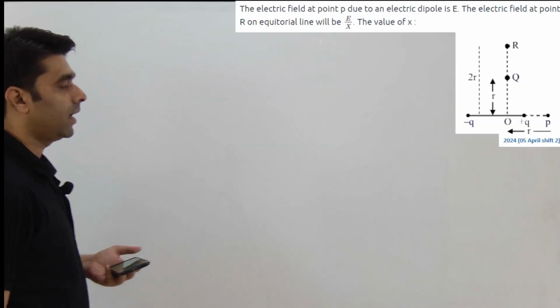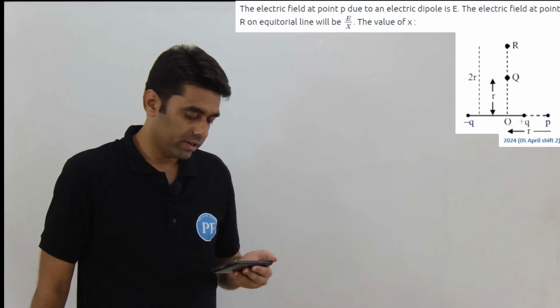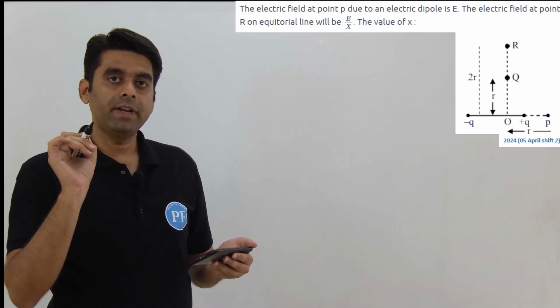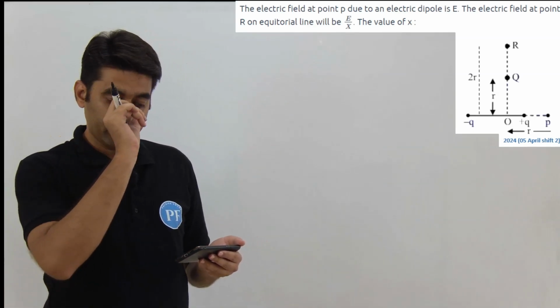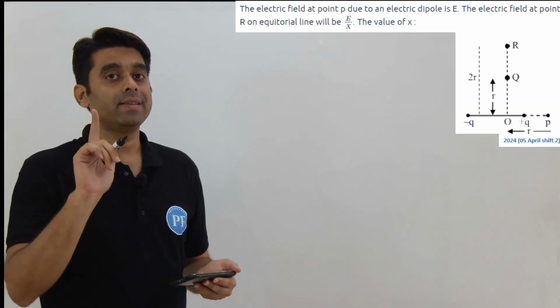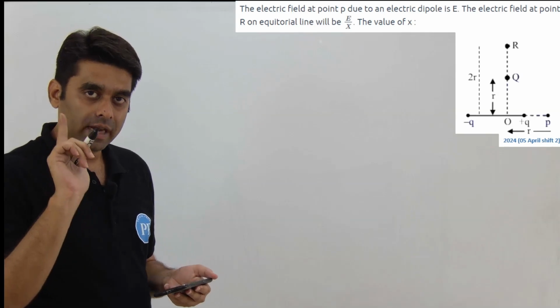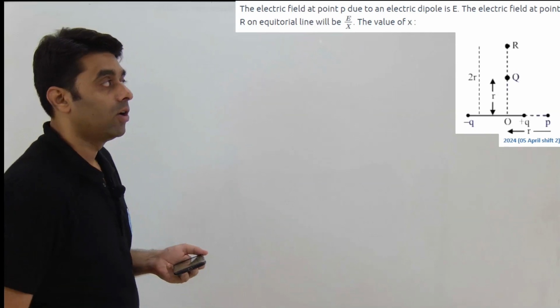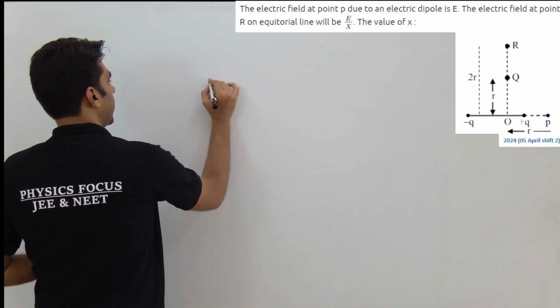Our next question is a dipole question. The electric field at a point P due to an electric dipole is E. The diagram is there in front of you. P is an axial point at a distance of r. What is the electric field at the axial point?